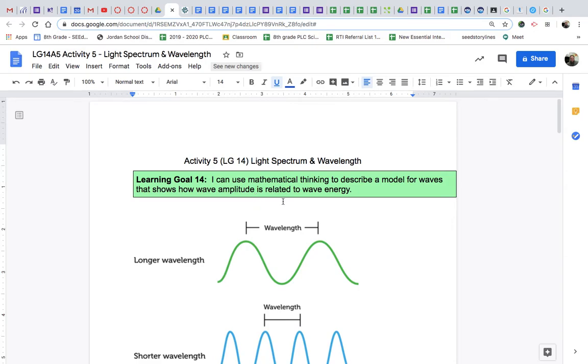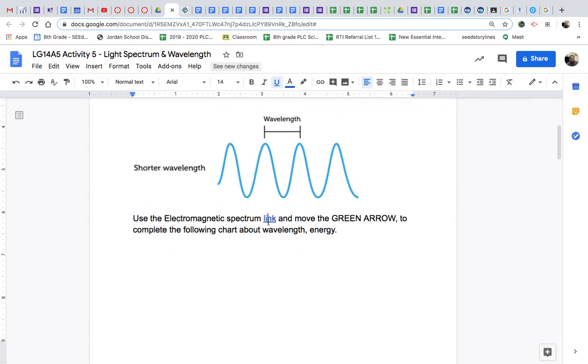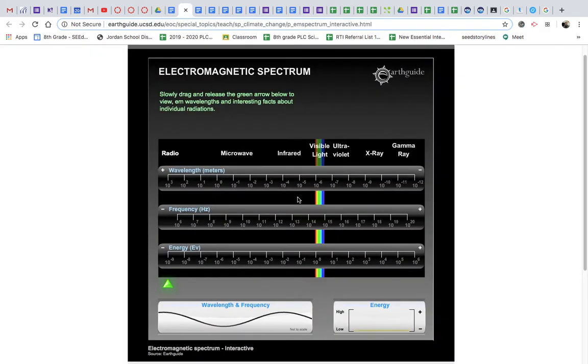Okay, students, I'm hearing that some of you are having a hard time accessing the link for today's assignment, Learning Goal 14, Activity 5, Light Spectrum and Wavelength. You can see here I'm on the forum. You click on the link, but the link's not working for you. When you click on that link, it takes you to this.